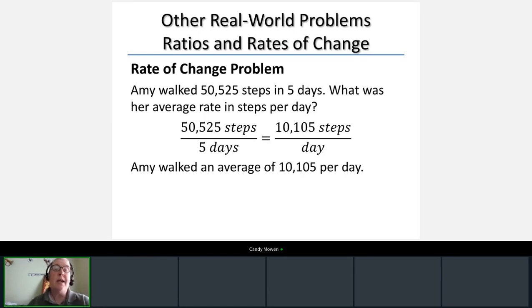So the rate of change: Amy walks 50,525 steps in 5 days. What was her average rate in steps per day? Total, 50,525 over 5 days. And then we divide, and that equals 10,105 steps per day.